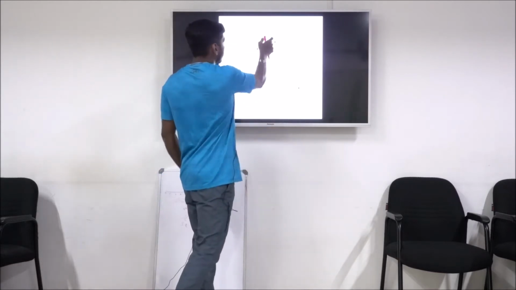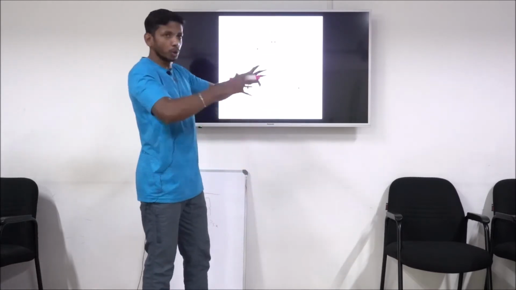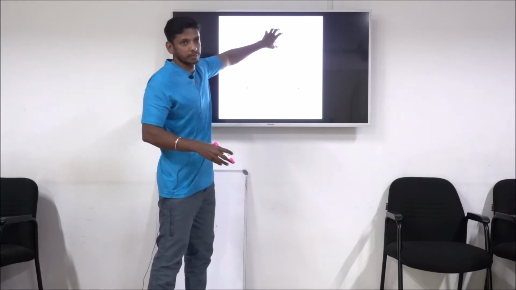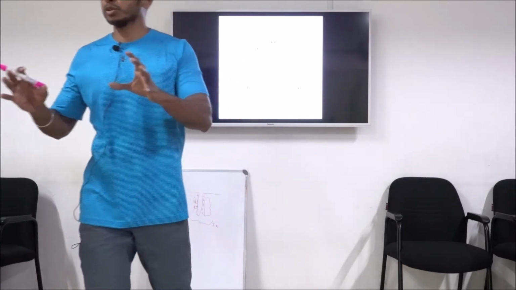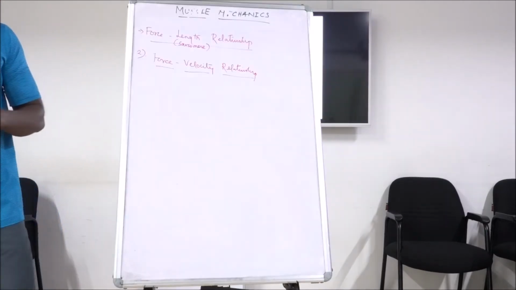Whereas at the optimal length, you have good room for maximum attachment to take place. That is why at the optimal length of the sarcomere, you have maximal force production. Clear? Okay, so the force velocity relationship.